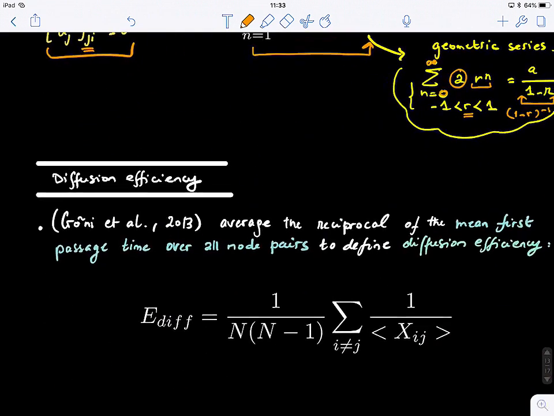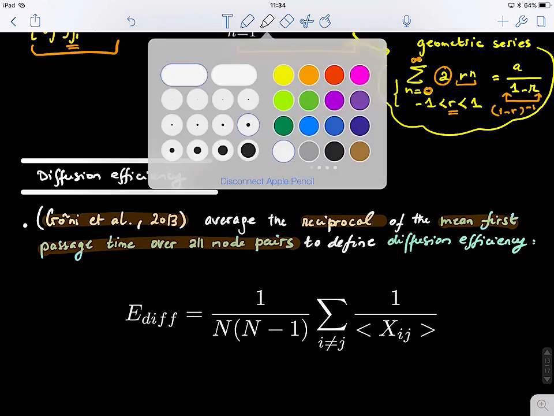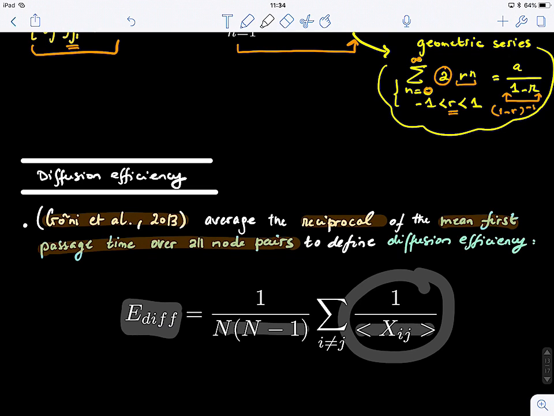And next, we reach our ultimate definition, which is the diffusion efficiency. According to the paper by Goni and colleagues, they define the diffusion efficiency by averaging the reciprocal of the mean first passage time over all node pairs as follows. So this is the diffusion efficiency of a graph. We're just taking the reciprocal of the mean first passage time, or the average number of hops, and normalizing it over all node pairs. Okay?